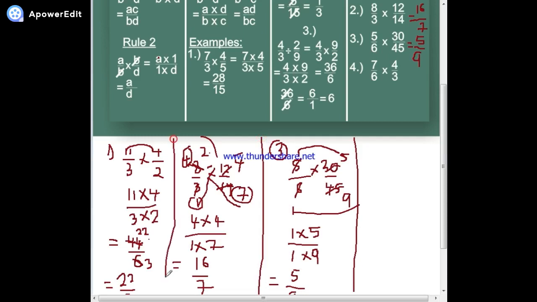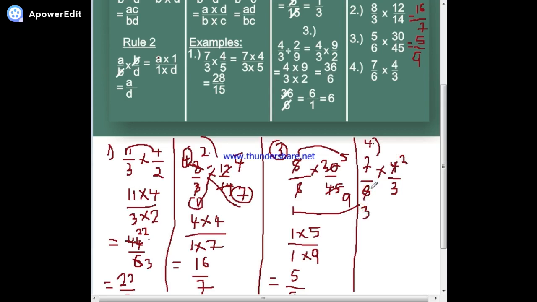It is the fourth question: 7 over 6 times 4 over 3. So how are we going to do this? We can still use our divisible method if you like, or we can also use the rule 1 direct method. If you want to use the divisible method, you can say that 2 can go in 4 2 times, and 2 can go in 6 3 times.